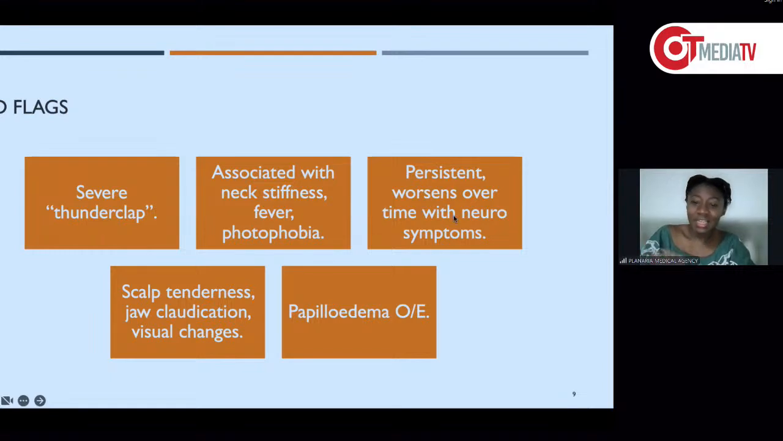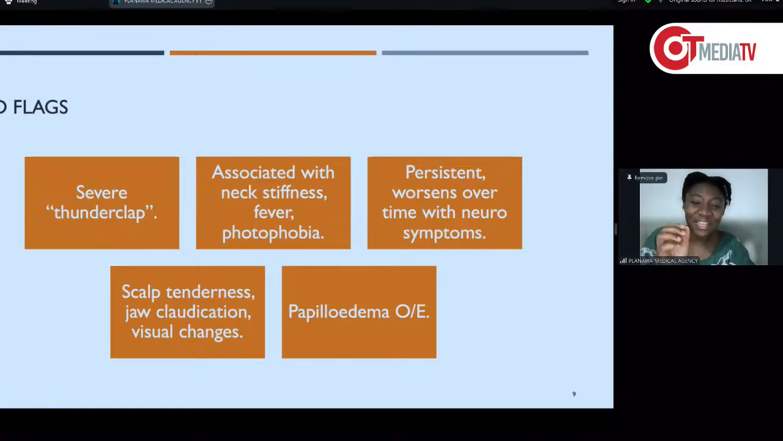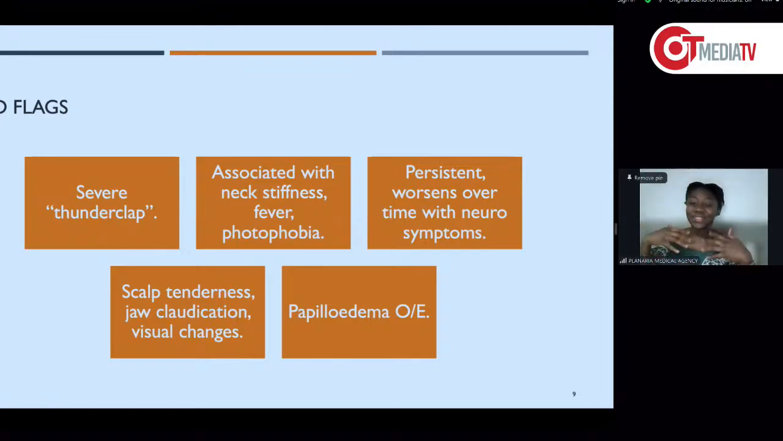This one is basically a persistent headache which worsens over time with neuro symptoms. Again, because this is for medical students, I can't get really into this, because neuro symptoms is not something I can explain to you right now. But the key terms I can give you: a persistent headache is a headache that comes on all the time and worsens over time.